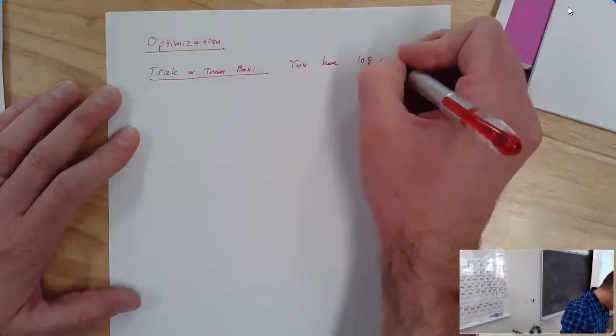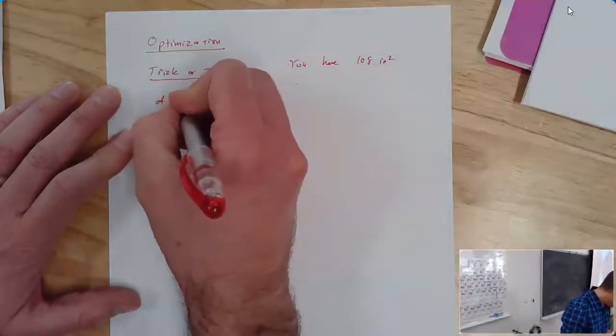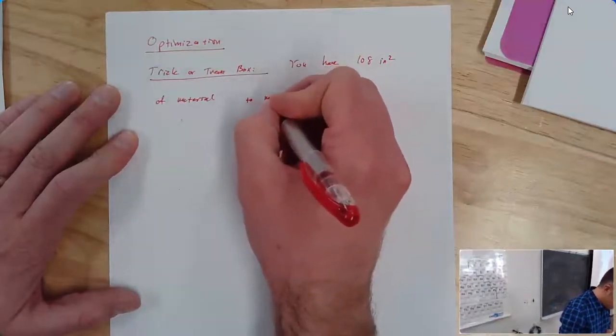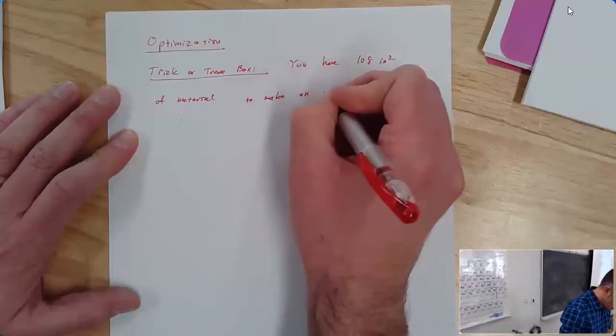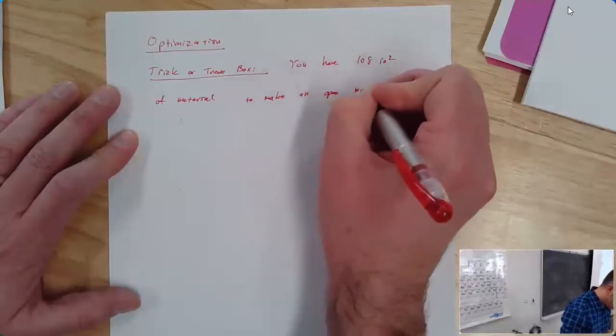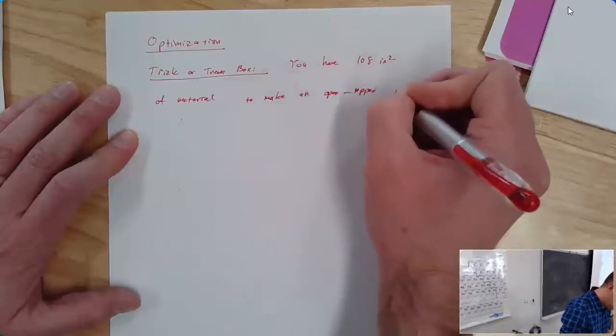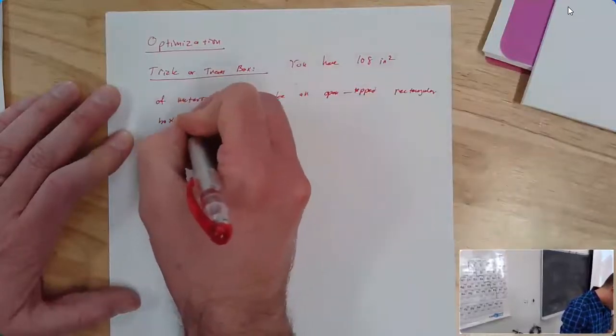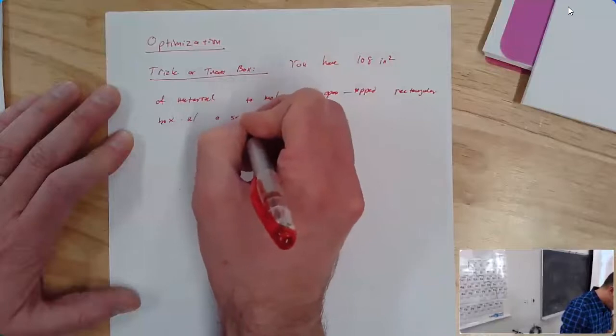You have 108 square inches of material to make an open-topped rectangular box with a square base.